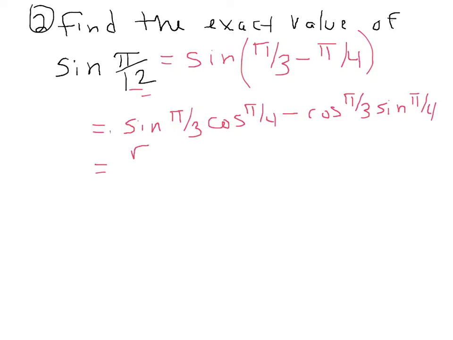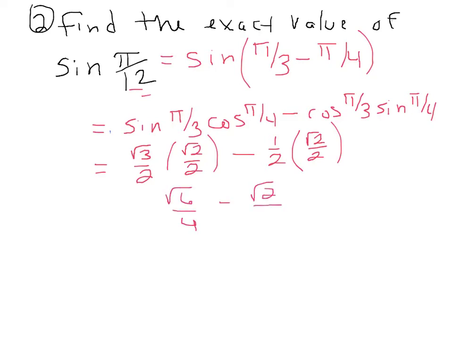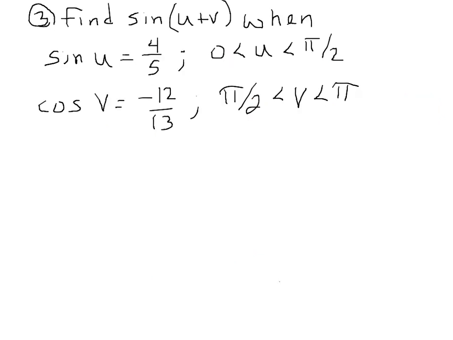The sine of pi over 3 is square root of 3 divided by 2. Cosine pi over 4 is square root of 2 divided by 2. Minus cosine of pi divided by 3 is 1/2, and sine of pi divided by 4 is square root of 2 divided by 2. So now I'll just multiply them together. Square root of 6 divided by 4 minus square root of 2 divided by 4 gives me the sine of pi over 12 equals the square root of 6 minus the square root of 2, all divided by 4. An exact value for an angle that isn't one of our special angles. Okay? Problem number 3.